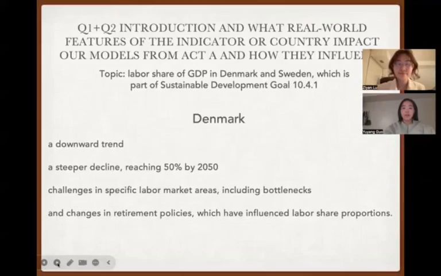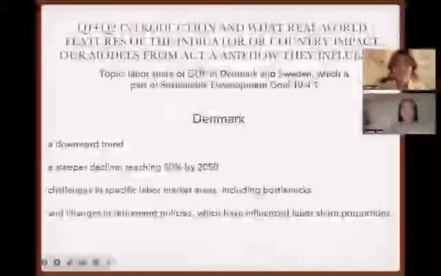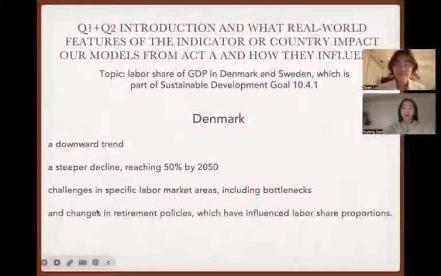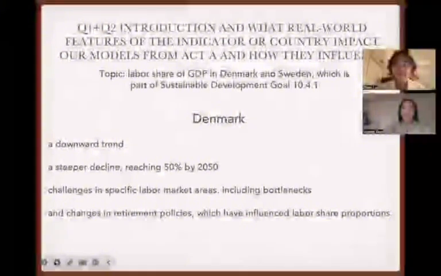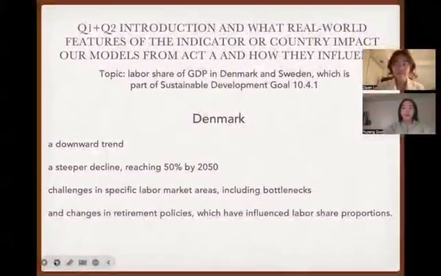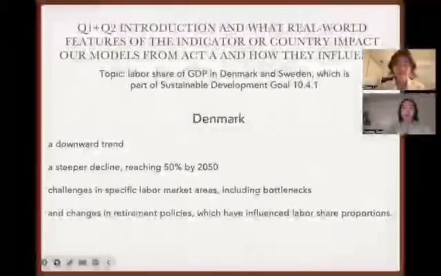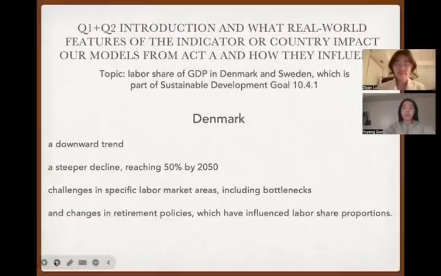First, let's talk about Denmark. The labor share of GDP in Denmark exhibits a downward trend. Predictions from the model suggest a deeper decline, reaching 50% by 2050. Denmark faces challenges in specific labor market areas, including changes in retirement policies, which have influenced labor share proportions.